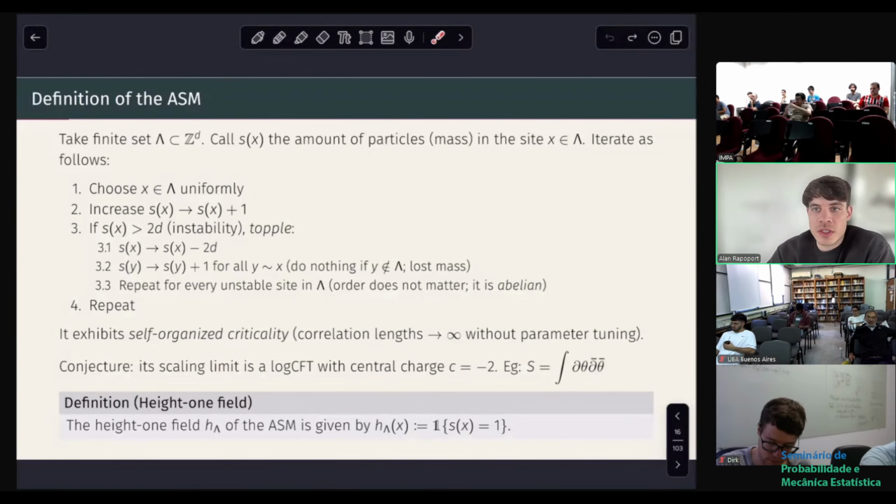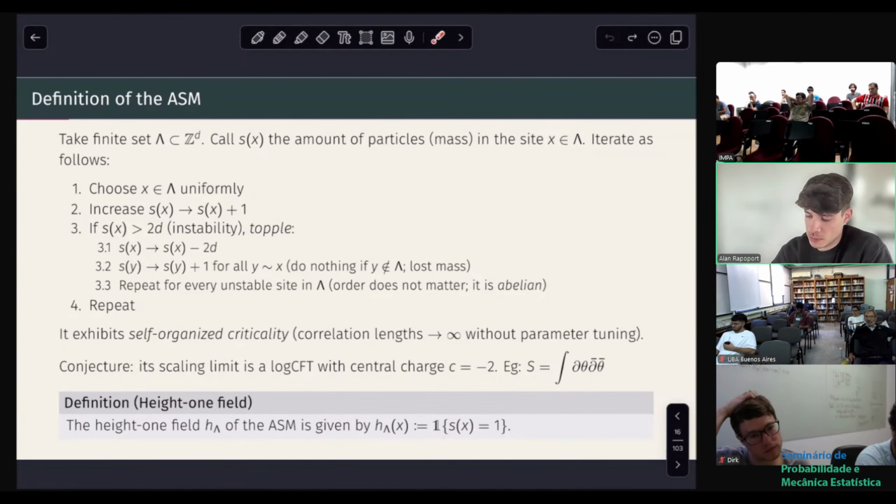So in particular, there's only one observable field that we will be interested in from the ASM. Whenever we talk about the ASM, we will actually be talking about the height one field. And its definition is super straightforward. Basically, it is just taking the indicator of the mass being equal to 1.